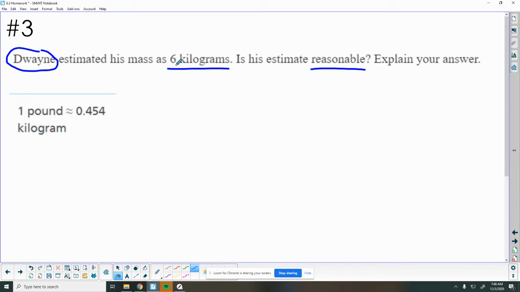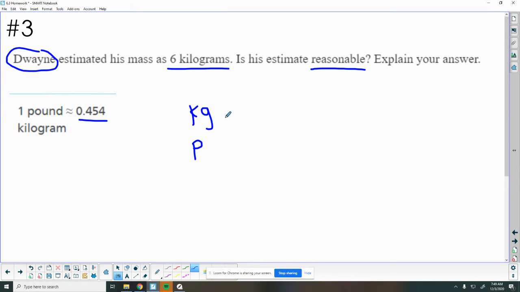So we are more familiar with pounds. A person, especially a kid, might weigh somewhere between 50 to 100 pounds. An adult weighs over 100 pounds. So let's see if his answer sounds reasonable. We're going to change from kilograms and turn them into pounds.